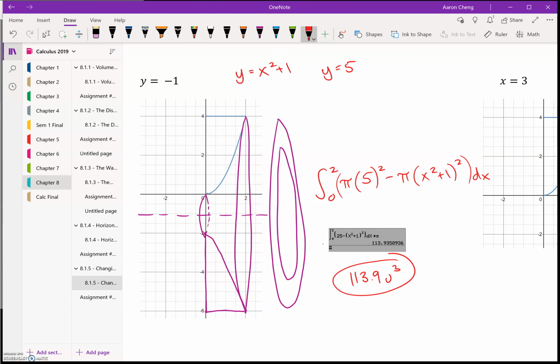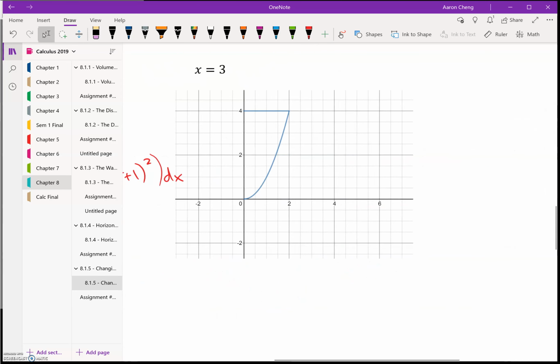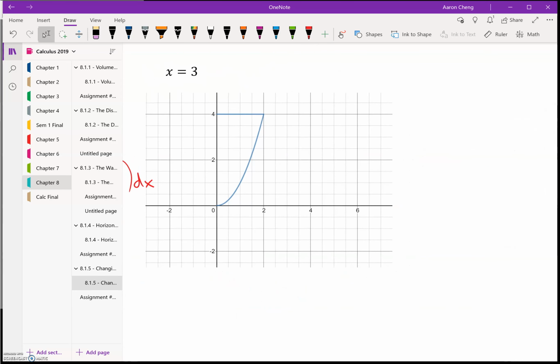Let's look at our last one. This is x equals 3. This one's going to be even stranger. So x equals 3 is this graph here. If I was to rotate around that, just to get a more accurate picture of what we're going to do, I'm going to draw this and I'm going to mirror it over.